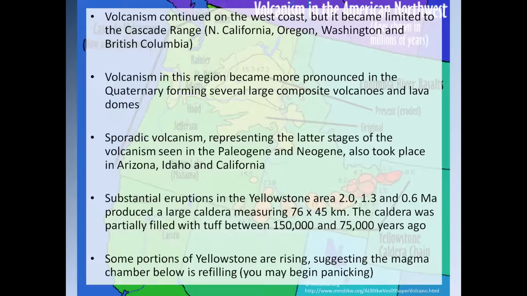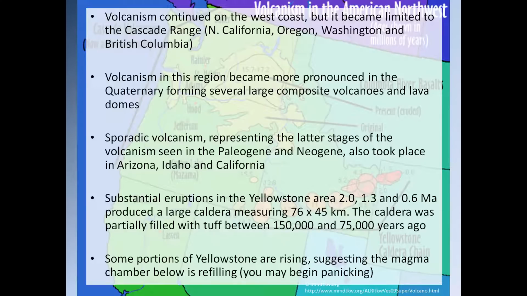And the volcanism in this region became more pronounced in the Quaternary, forming several large composite volcanoes and lava domes. What we actually noticed within the last 2.6 million years is a bit of an increase in the amount of volcanism in the Cascade region. We also see sporadic volcanism, representing the latter stages of volcanism seen in the Paleogene and Neogene, and that also took place in Arizona, Idaho, and California.